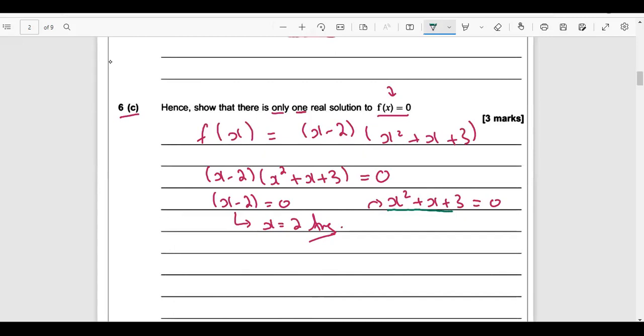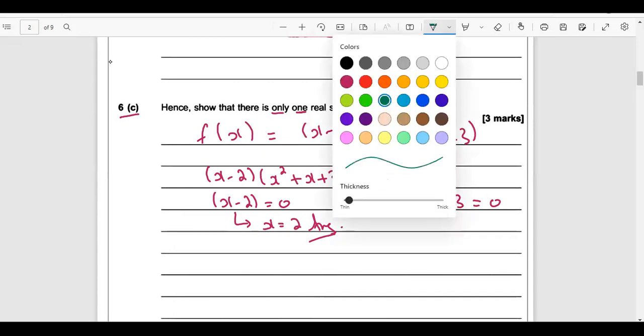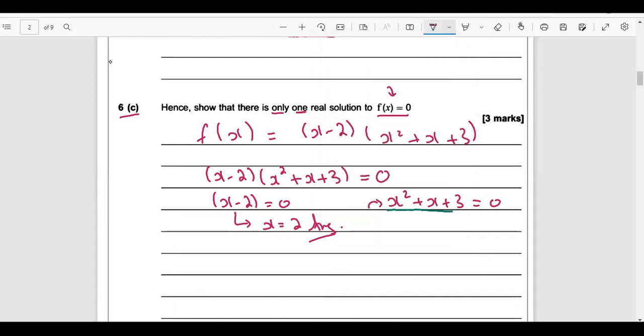So when we say no real solution, what do you think? What comes to your mind? There's just one thing which comes to our mind when we say no real solution, that the discriminant b squared minus 4ac would turn out to be less than 0. So b is 1, a is 1, and c is 3. So this would be 1 minus 12, that is minus 11. The fact that it is less than 0 implies no real solution from this quadratic equation. So this would only be the solution, and that is how we prove this. Yes, is that okay? Yes.